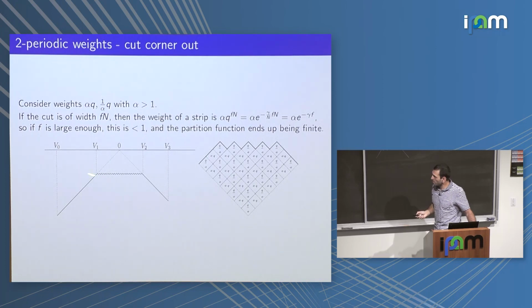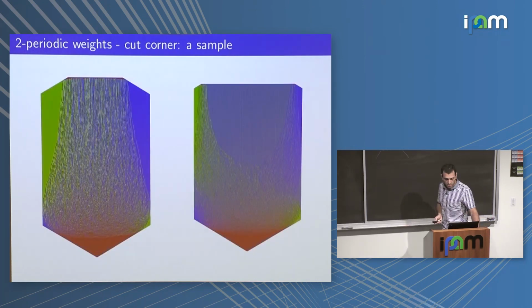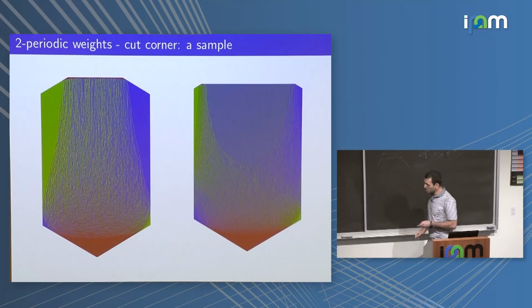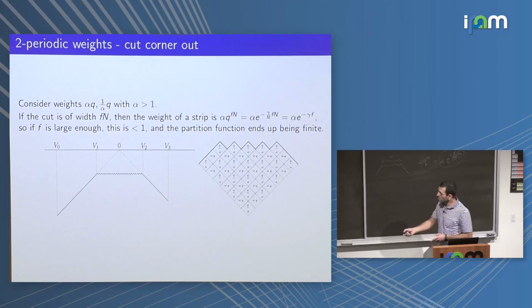So basically you have a region that looks like this. You've just cut out this corner. You just have to make sure that this is wide enough, and then the measure makes sense. And so you can study the asymptotics of this. So here are some samples. In both of these, it's the same boundary condition as over here. I'm showing you two pictures.